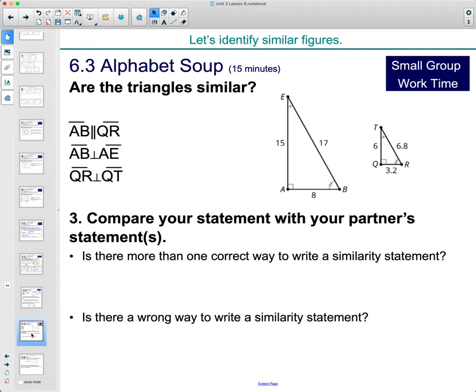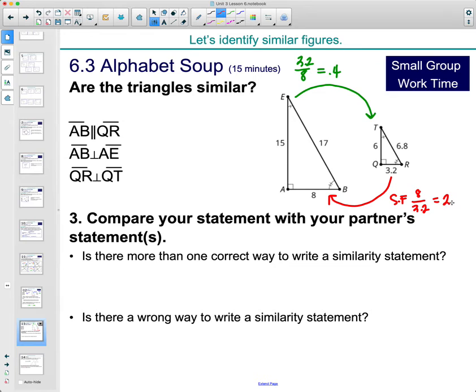So would there be more than one correct way to do this? Yes, because we could have taken this bigger triangle, moved it over here, dilated down. So instead of doing 8 divided by 3.2, we could have done 3.2 divided by 8. If we wanted to take this triangle to this one, we would have done 3.2 divided by 8 and gotten a scale factor of 0.4, versus when we take the small one to make it bigger, the scale factor was 8 divided by 3.2, which was 2.5. So that's a different way to do it.